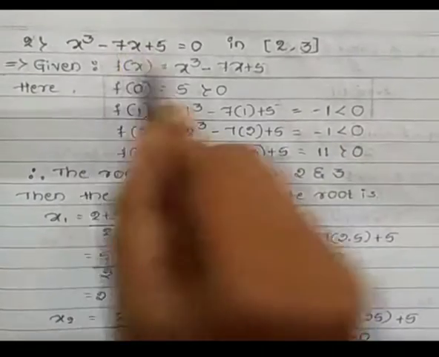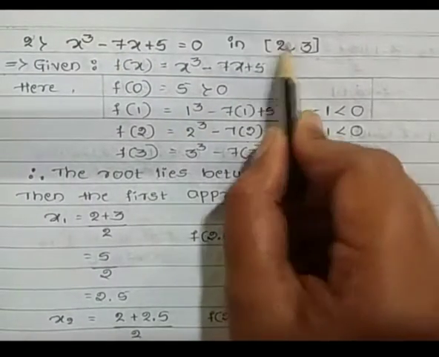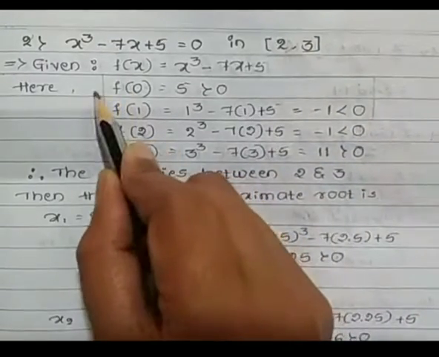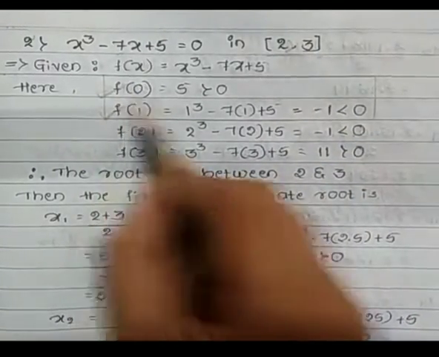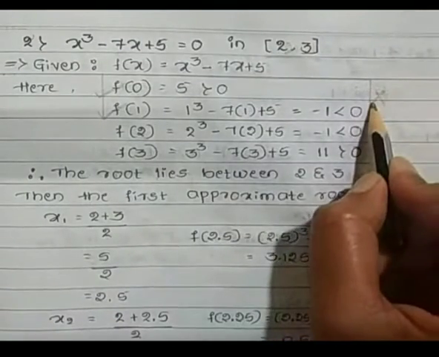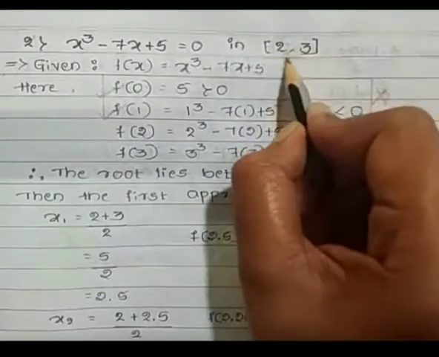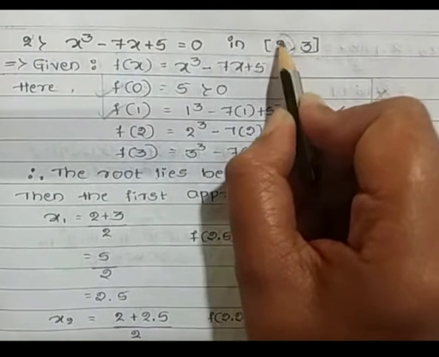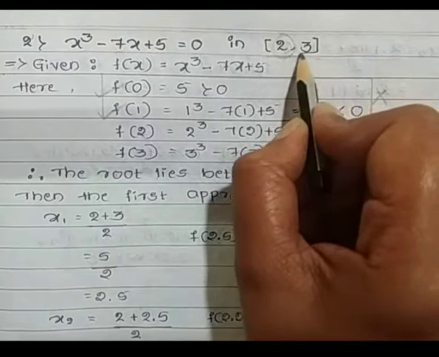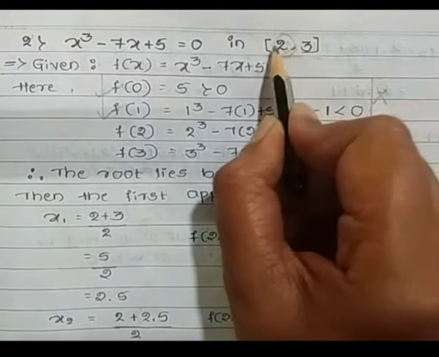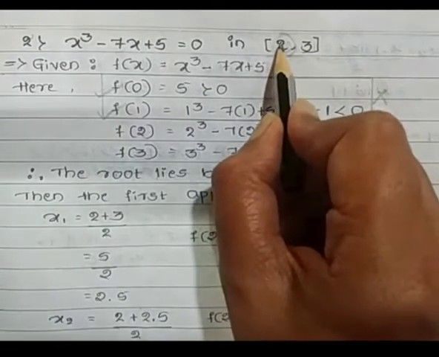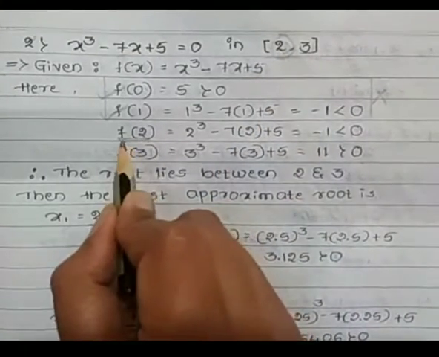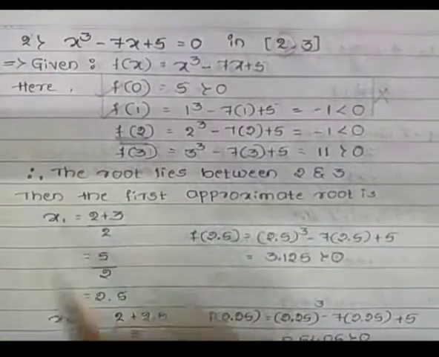That find its root within this particular interval, that is 2 comma 3. Then no need to calculate f of 0 and f of 1. No need to calculate this one. Directly we have to start from f of 2, because in the question it is mentioned that you have to consider interval 2 to 3, means we have to calculate the answer between 2 and 3. So start from f of 2.